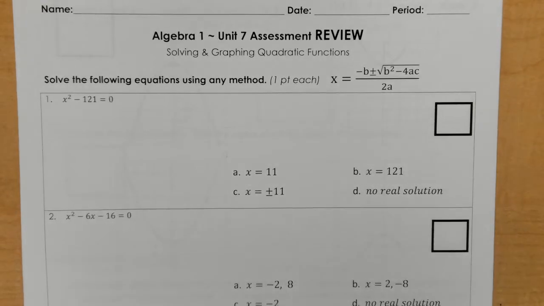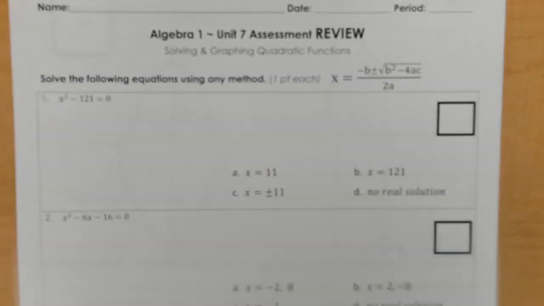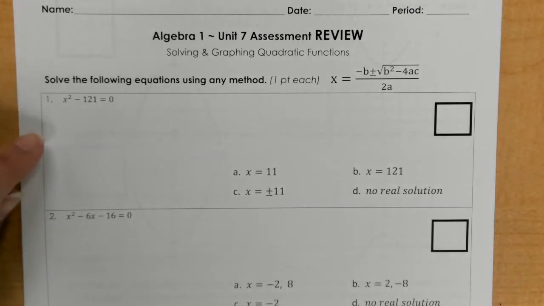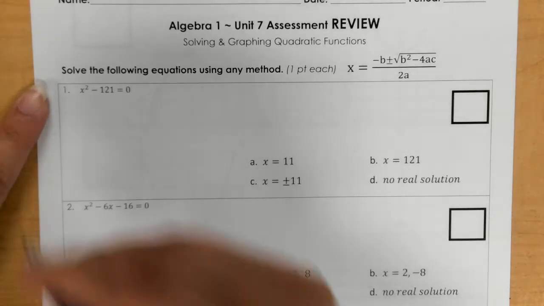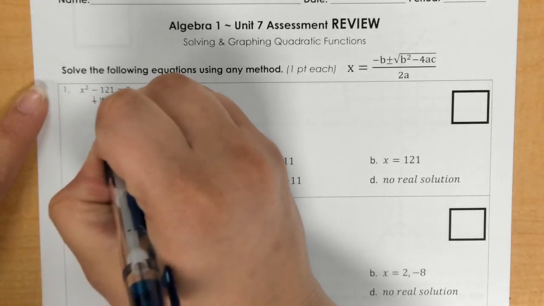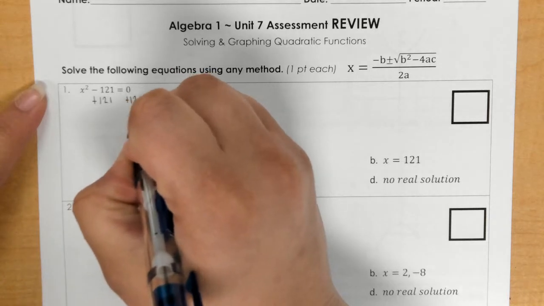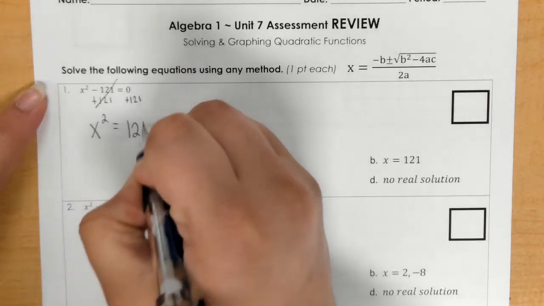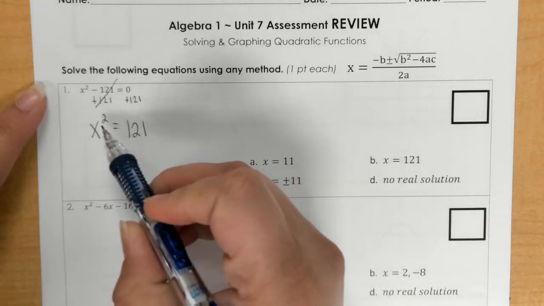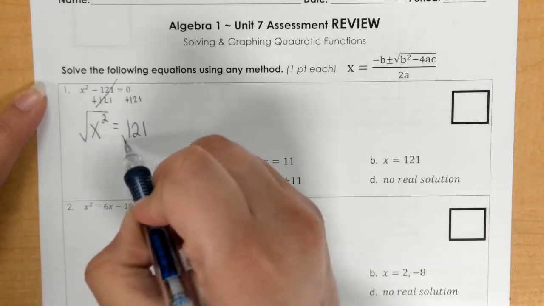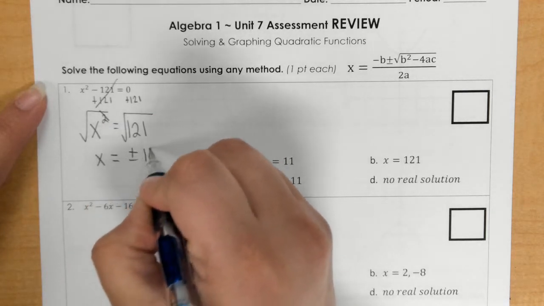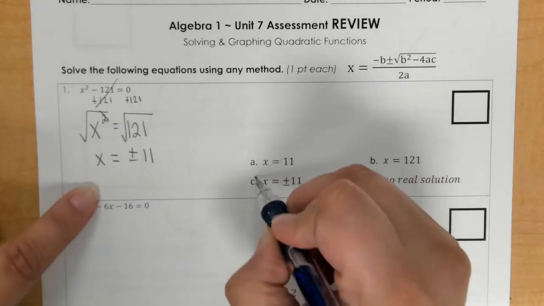For the Unit 7 review, number 1, we have to decide how we're going to solve this. So this would be finding square roots, and so I would solve it like a typical equation. I would add to both sides, and we have x squared equals 121. And then to get rid of my exponent, I would square root both sides and get x equals plus or minus 11. So that would be C.